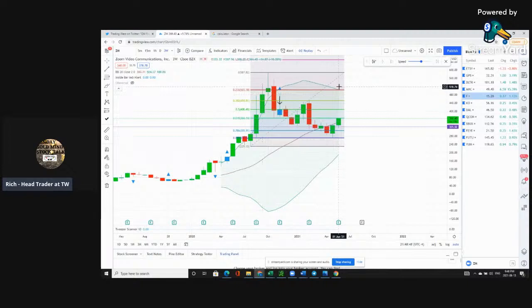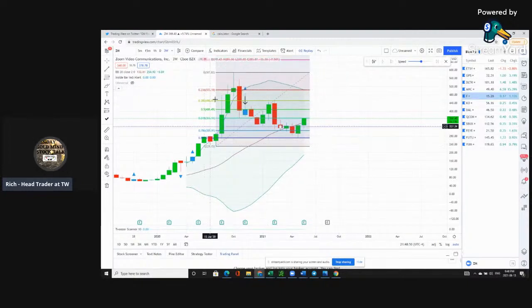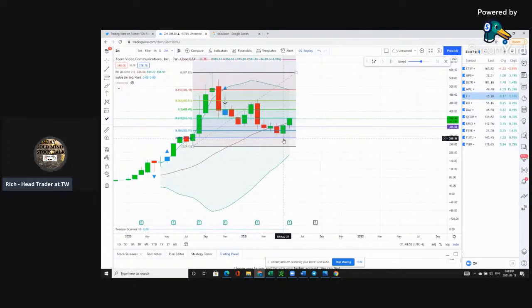Zoom. So again, 886, look at this, almost perfectly touched the 886. We had this fib on there for a while, low to high, 886, okay? As long as this level, 270.59, can hold, the bulls can continue to push into new highs.